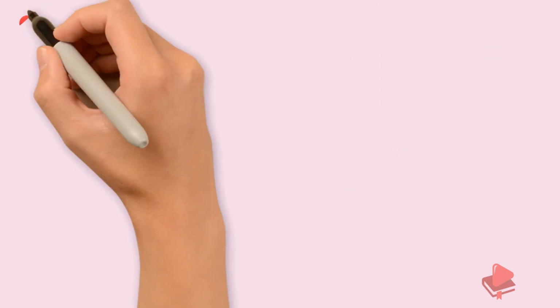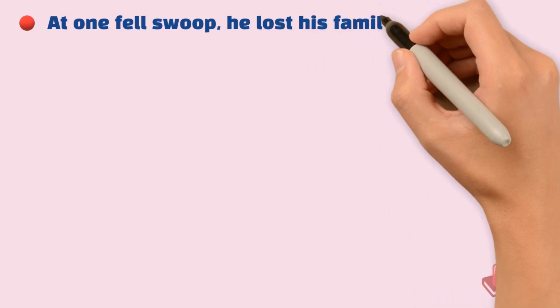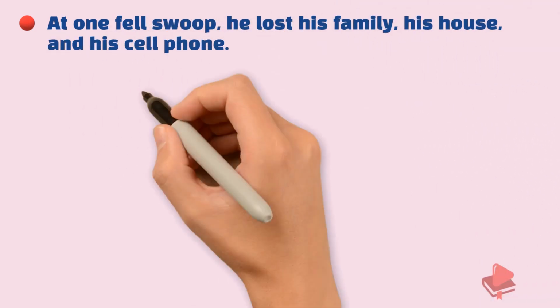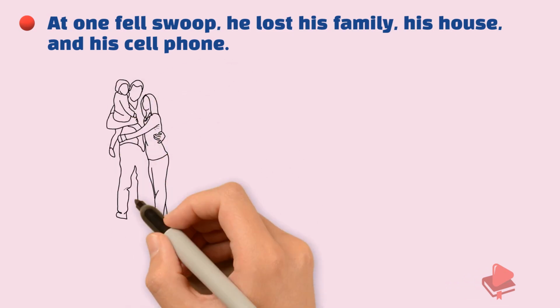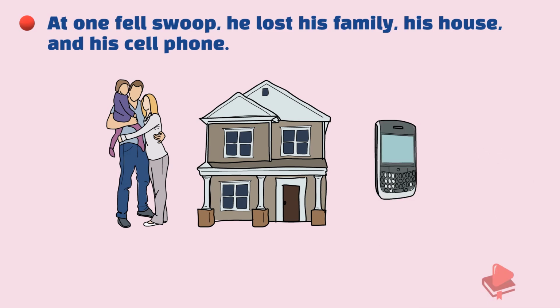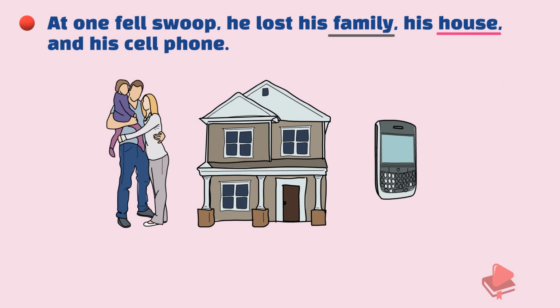Let's understand with one more example. At one fell swoop, he lost his family, his house, and his cell phone. Here we can again understand the most important is family, then the house, and then the cell phone. Here we can compare all three and easily understand the most important one is the family, followed by the house and the cell phone. As it is mentioned in descending order, the anti-climax figure of speech is used.